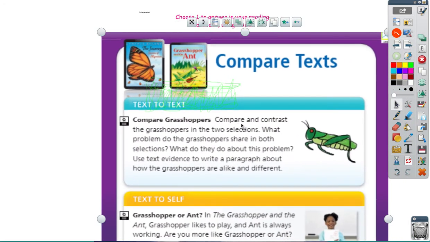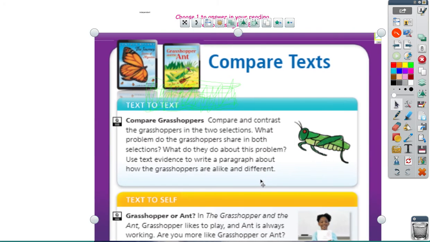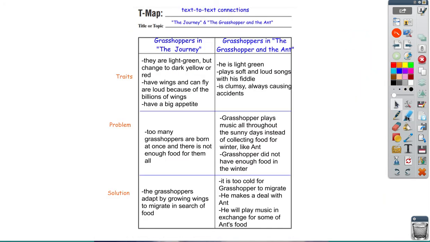And I'll just go back and refresh your memory of what the task is. Compare and contrast the grasshoppers in the two selections. What problem do the grasshoppers share in both selections? What do they do about this problem? Use text evidence to write a paragraph about how the grasshoppers are alike and different.